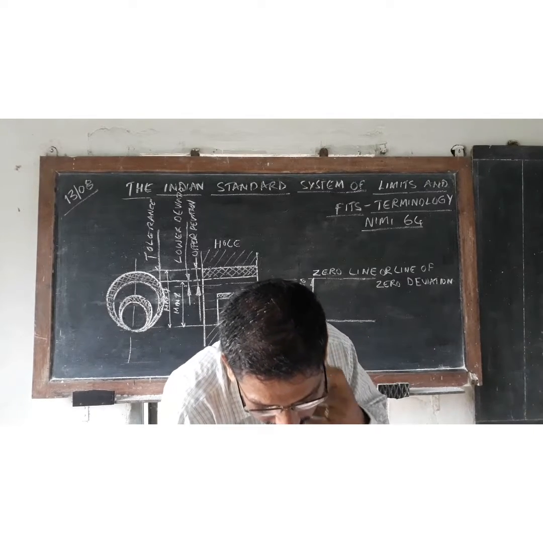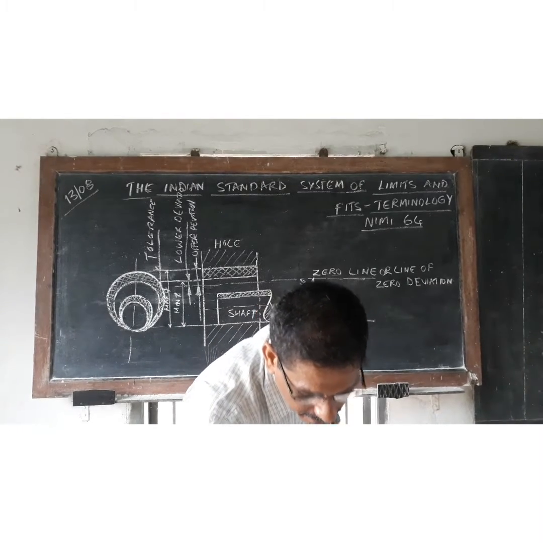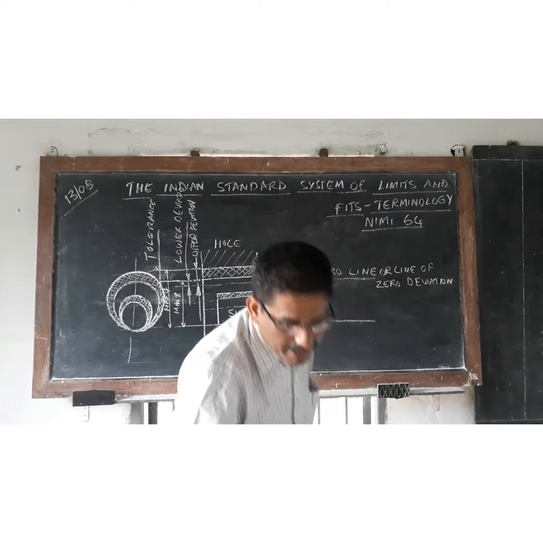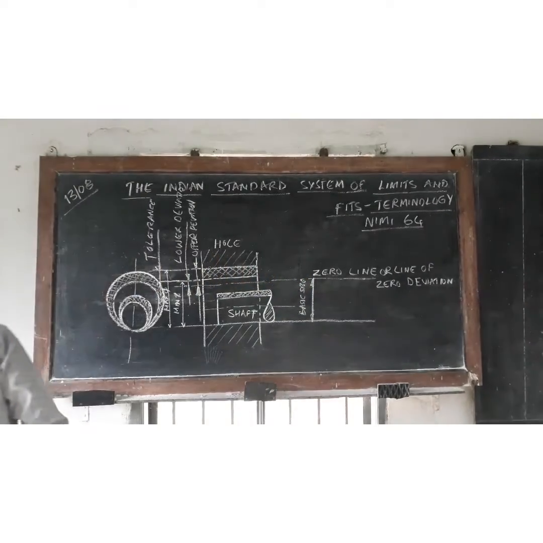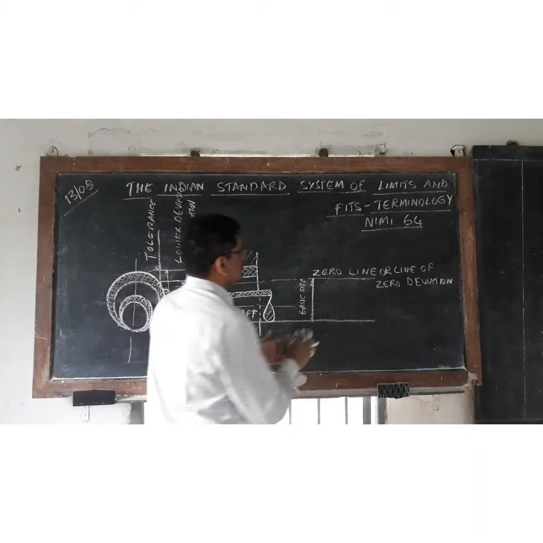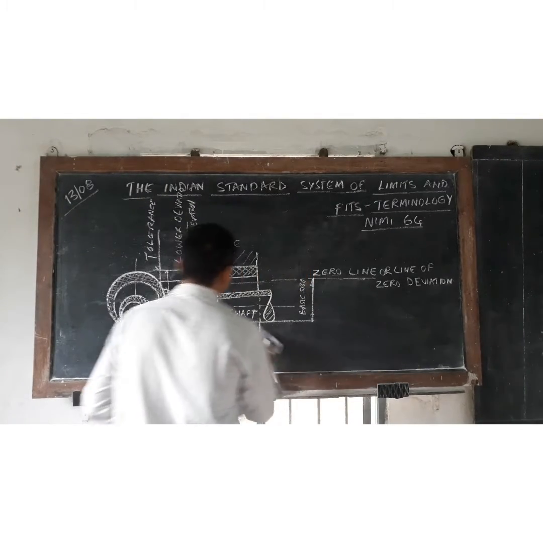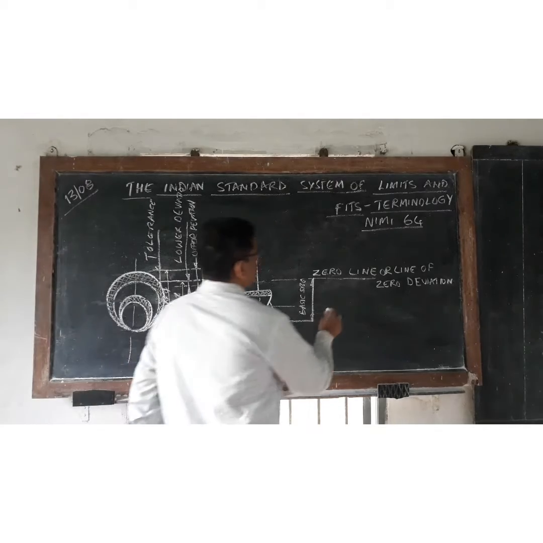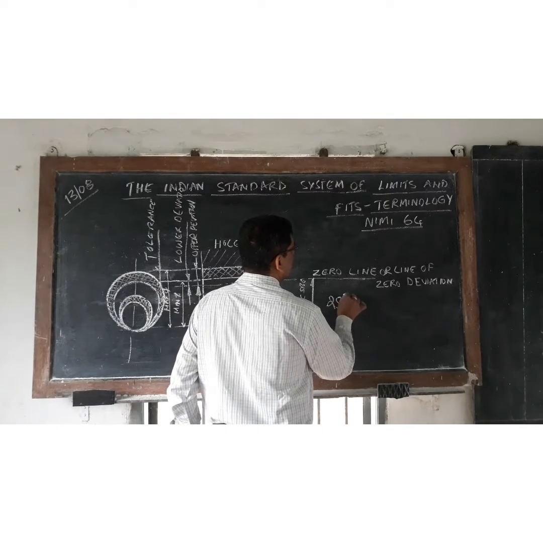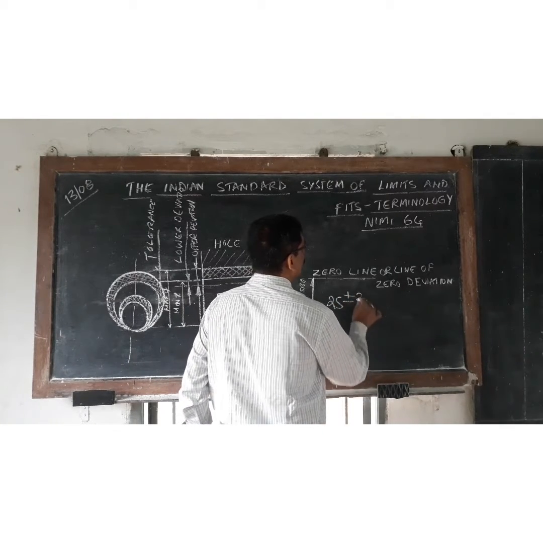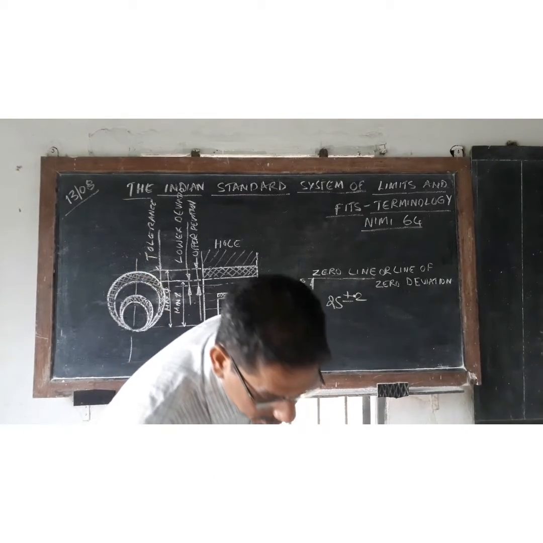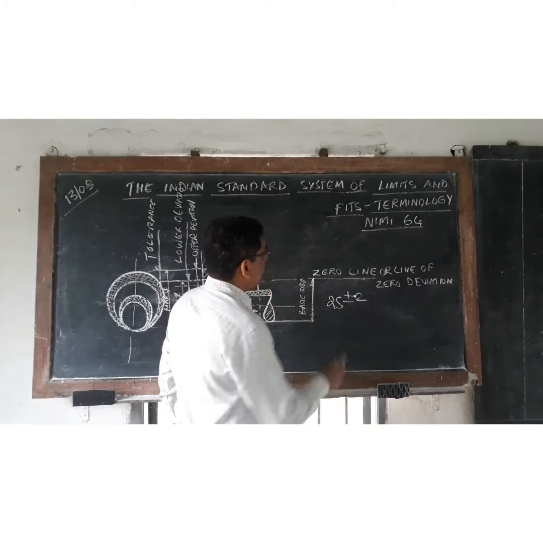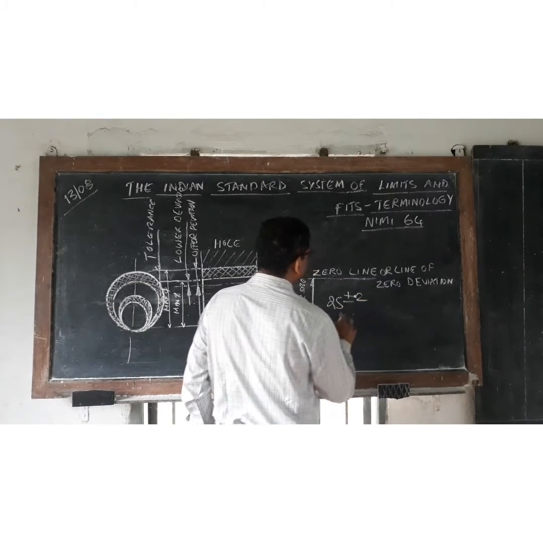Now we'll take 25. What example for that? Small. 25 plus or minus 0.2. So you can maintain the dimension.